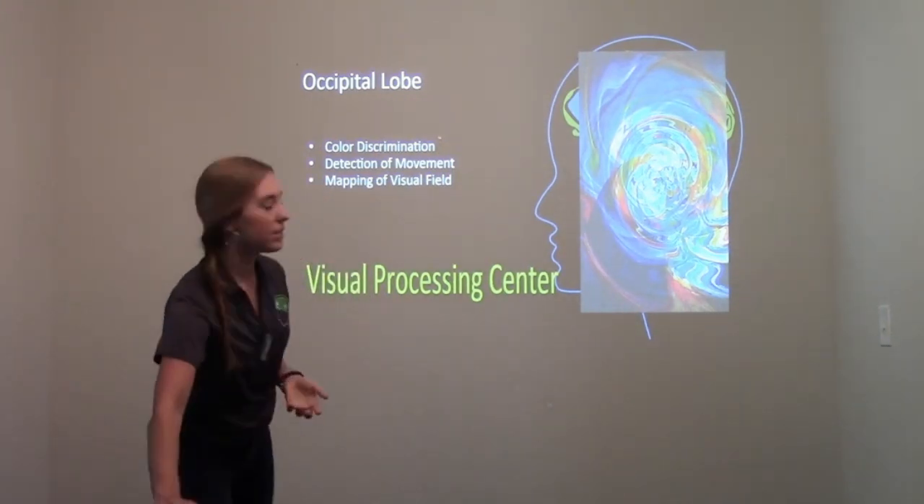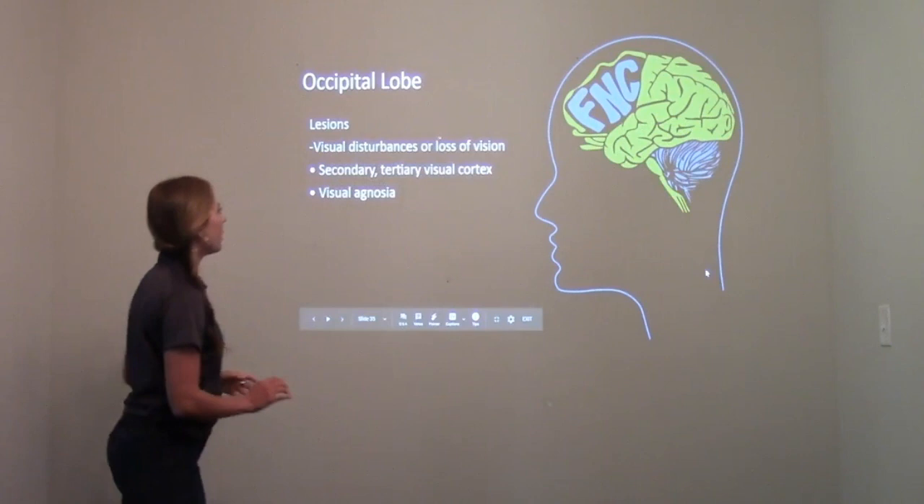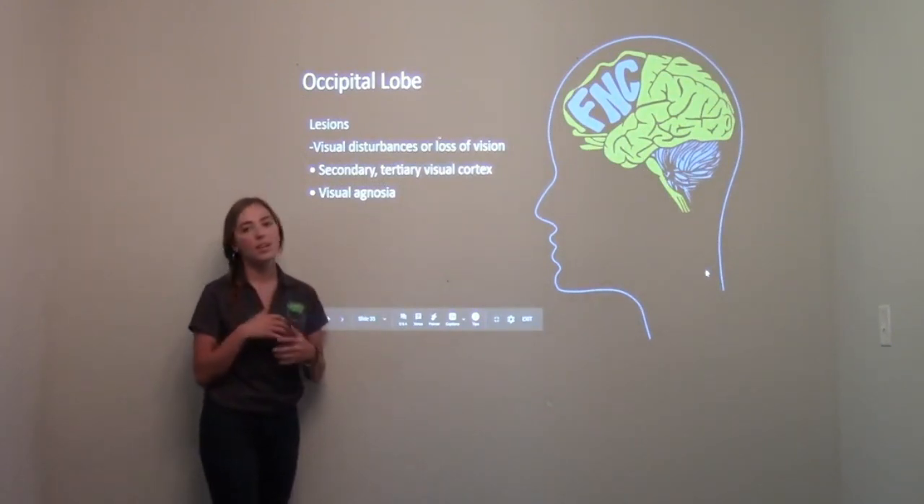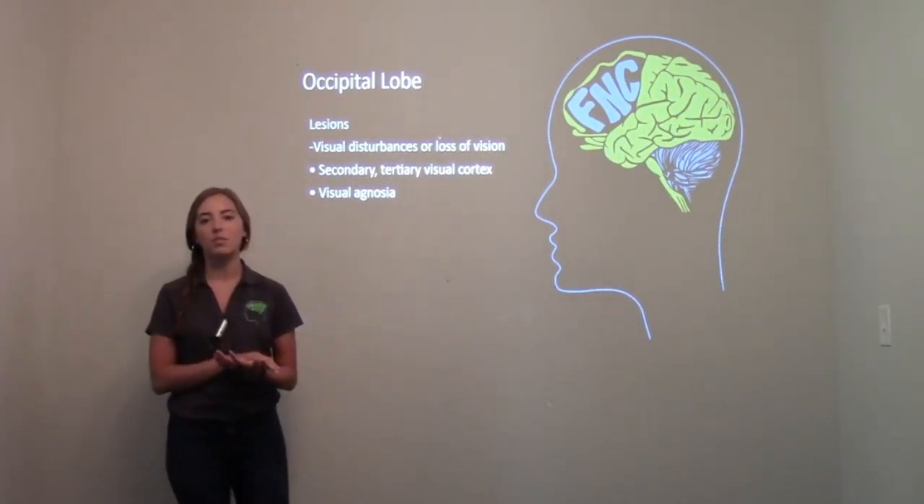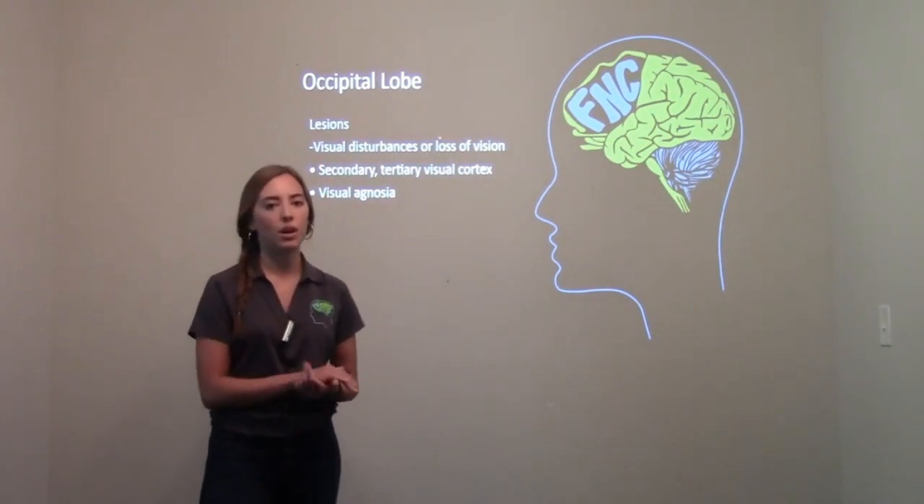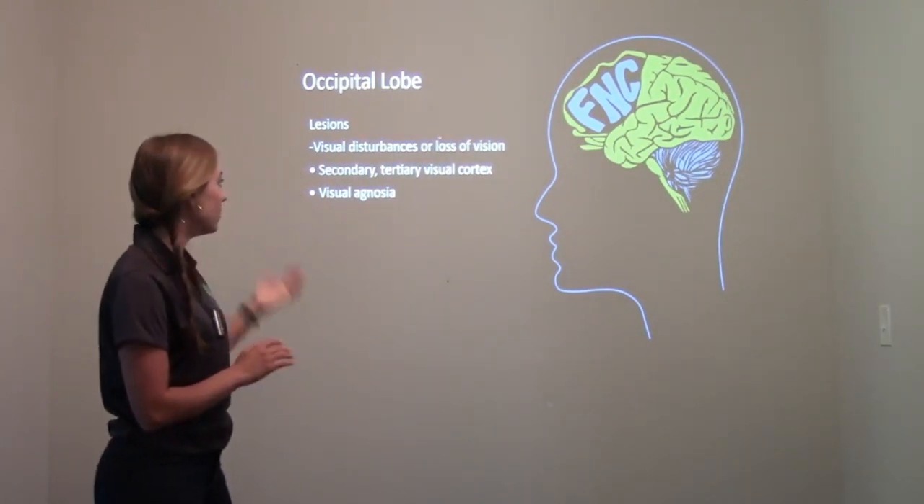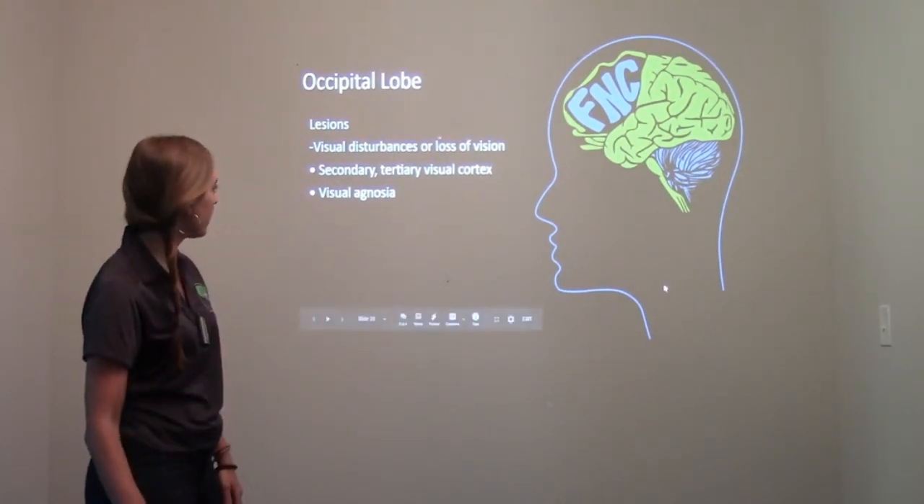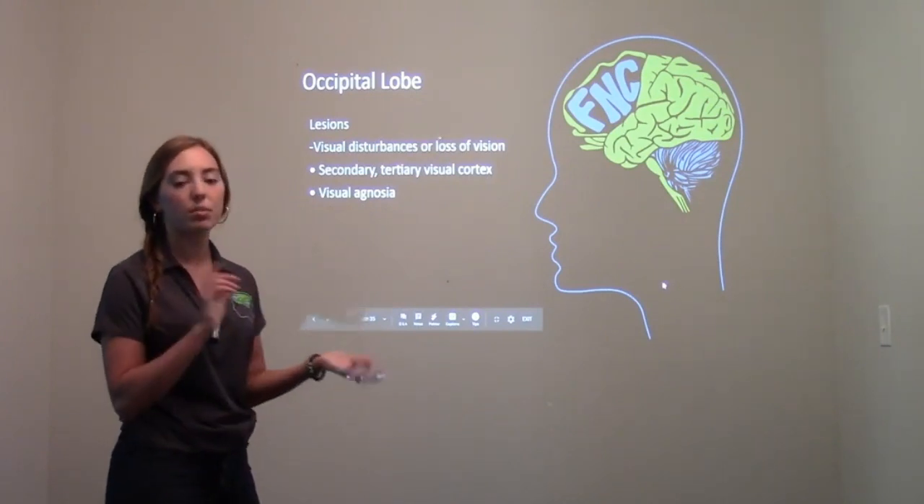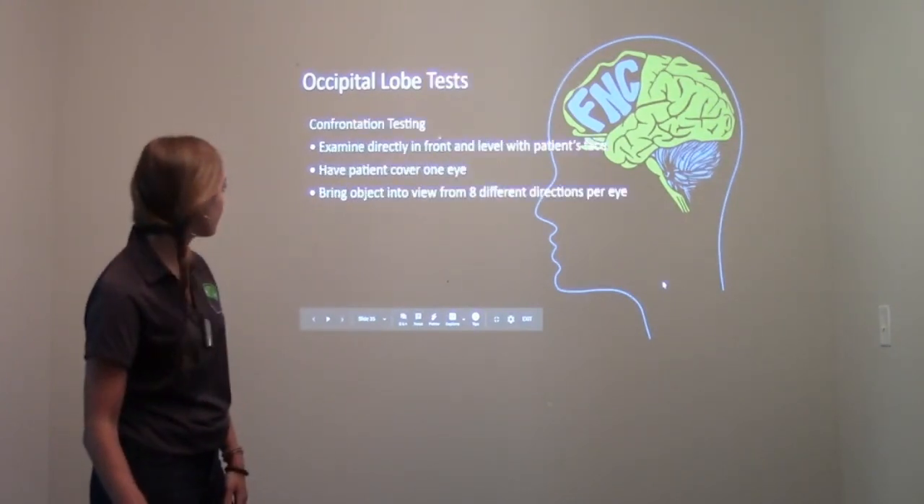So that's the functions of the occipital lobe, and then any kinds of lesions that we're going to see with our occipital lobe are going to be visual deficiencies or loss of visual function, visual agnosia, like I said earlier. It's also parietal as well as occipital.